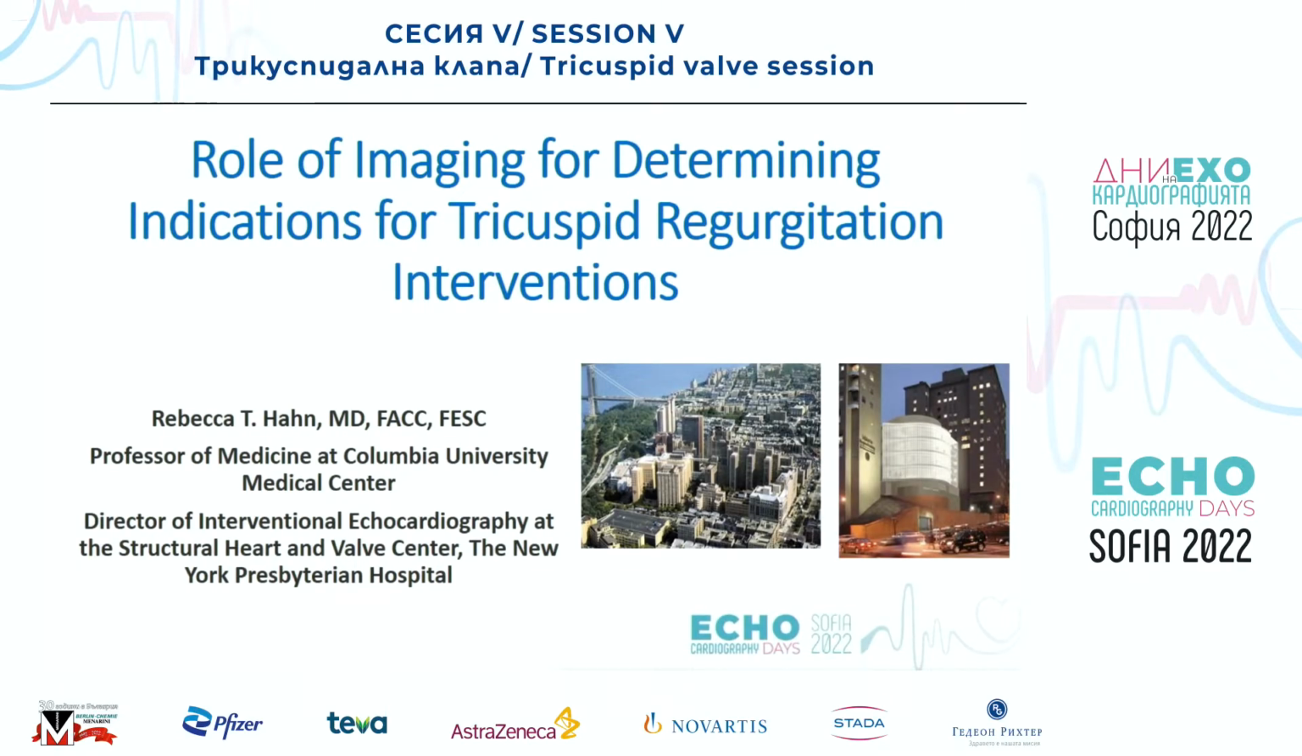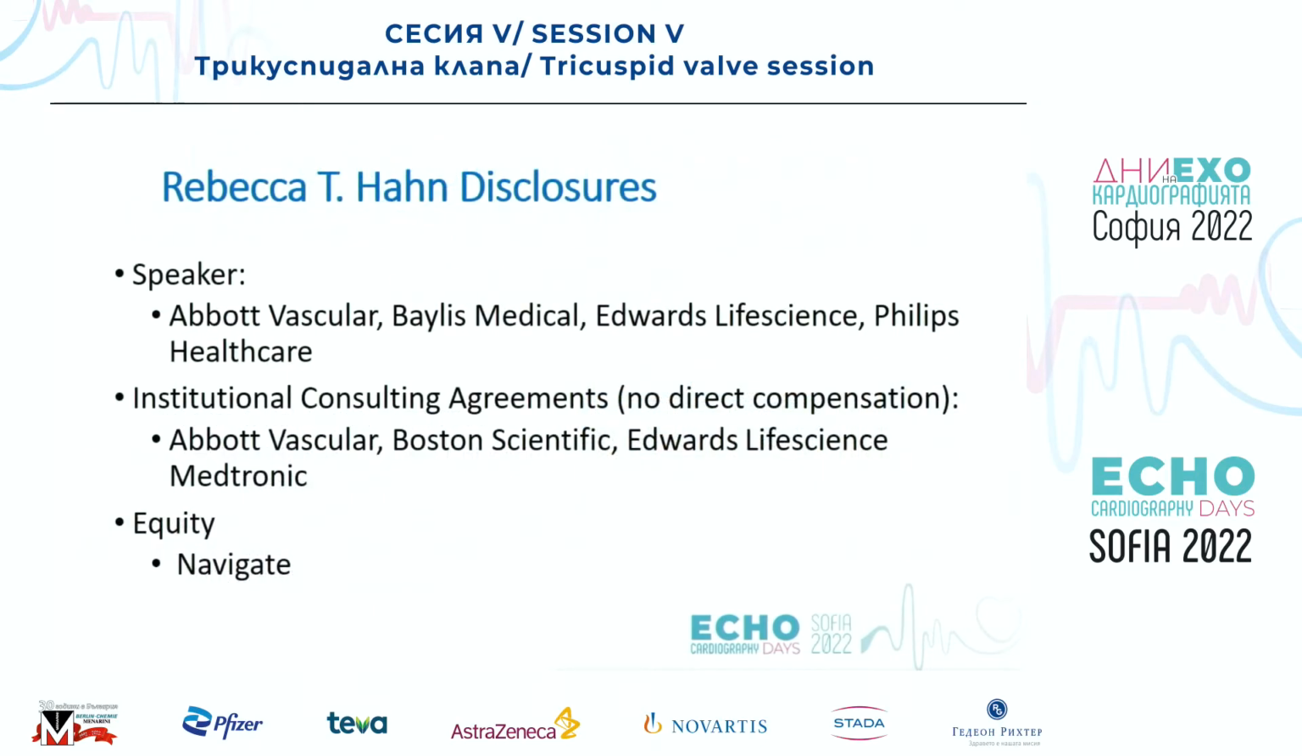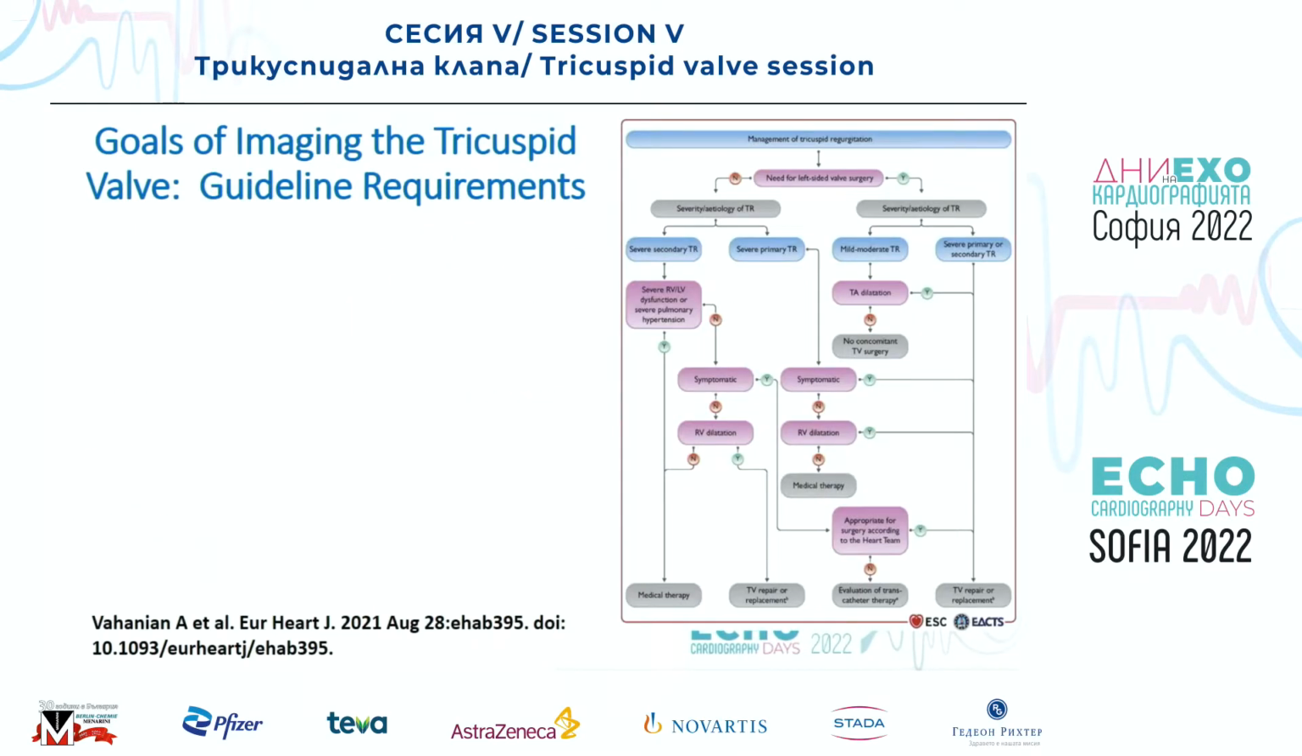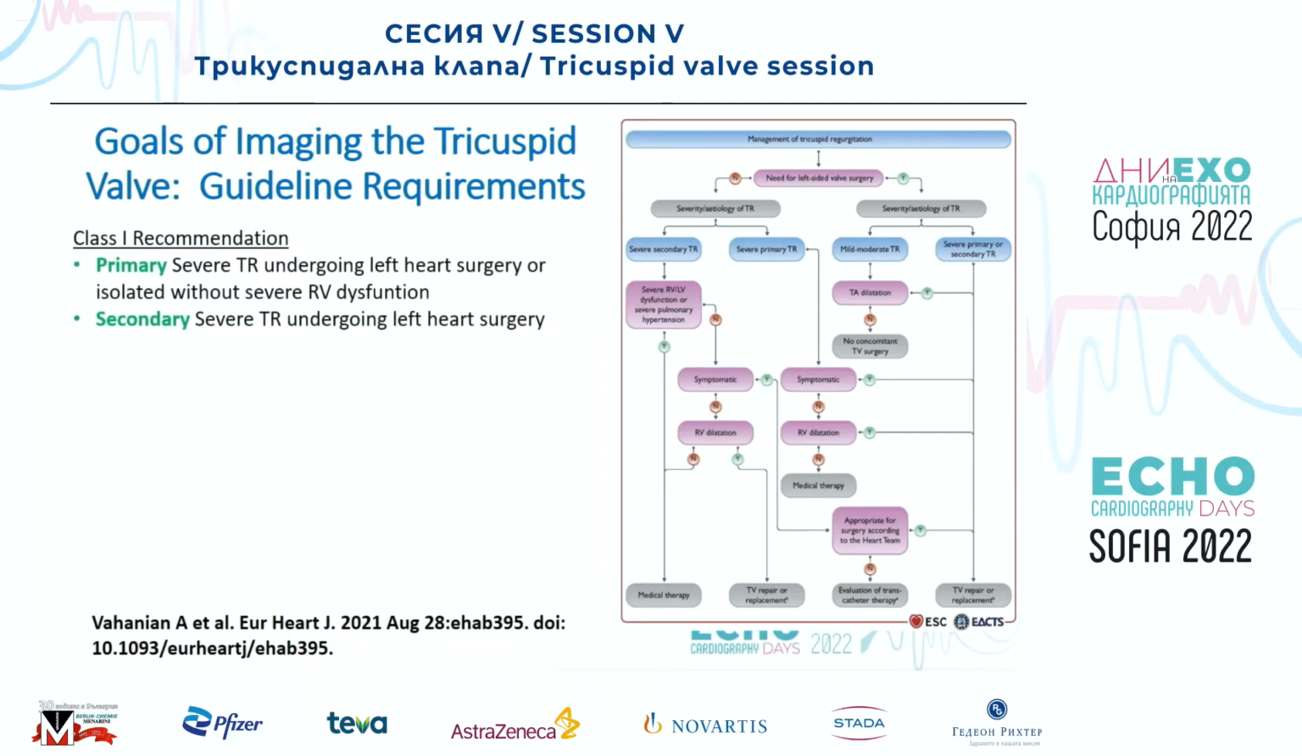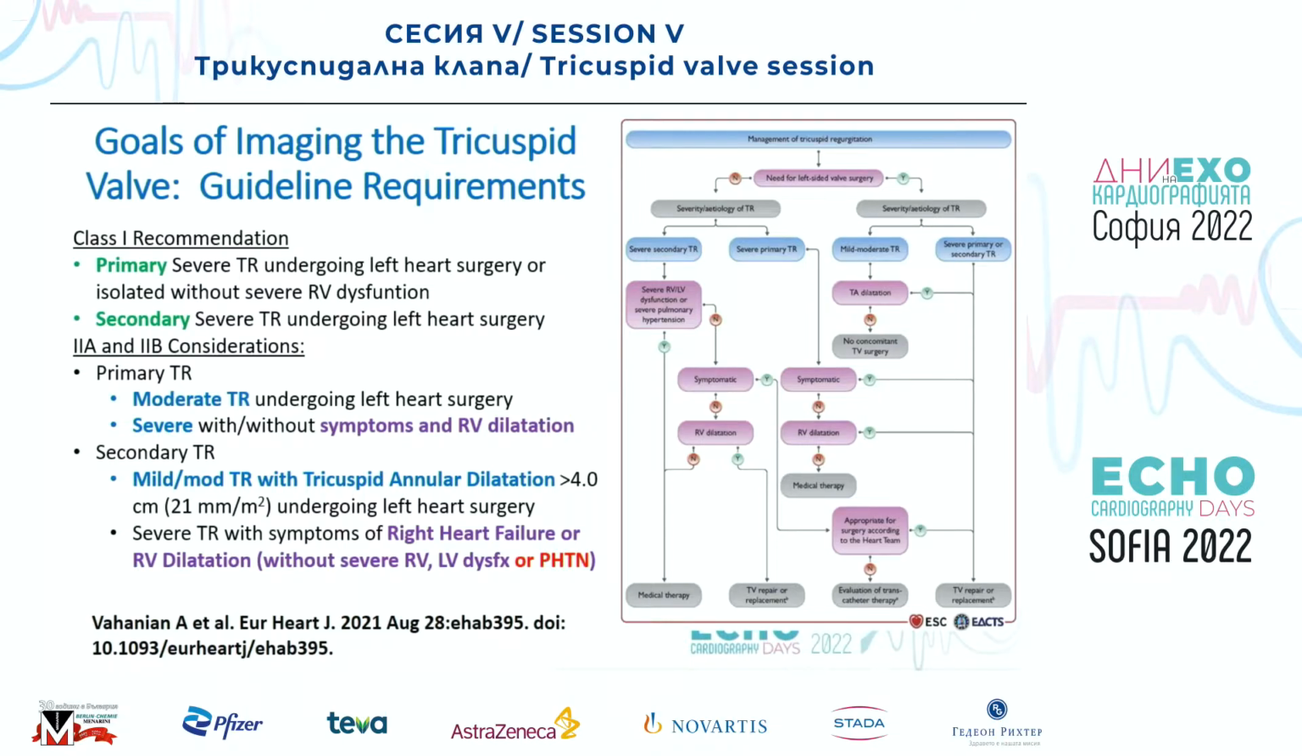I'd like to thank the conference organizers for inviting me to speak today on the role of imaging for determining indications for tricuspid regurgitation interventions. I'm Rebecca Hahn, and these are my disclosures. Now, to understand the role of imaging, we should look back at the guidelines. Here we see that the Class 1 indications involve determining whether or not you have primary or secondary disease, and obviously determining whether or not you have mild, moderate, or severe tricuspid regurgitation.